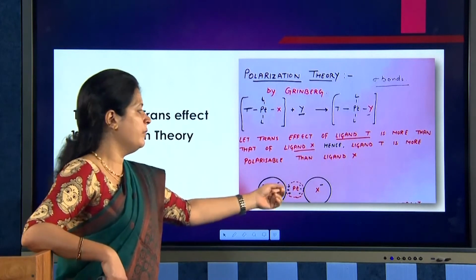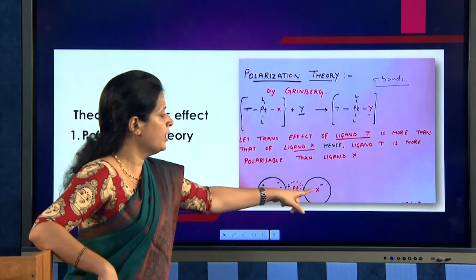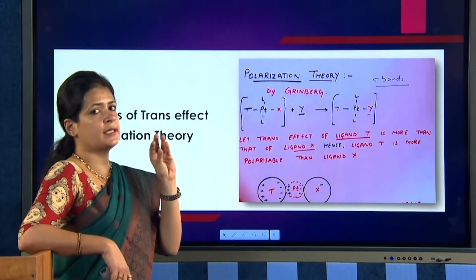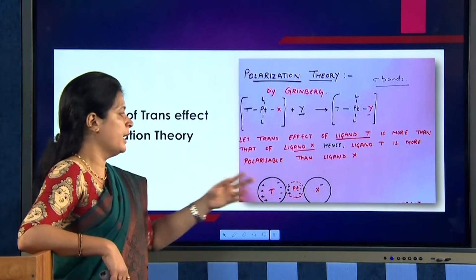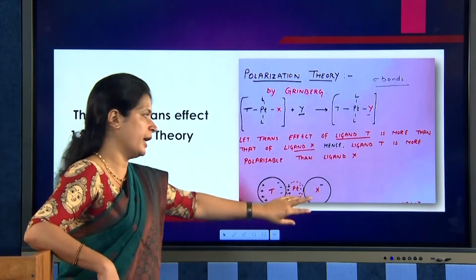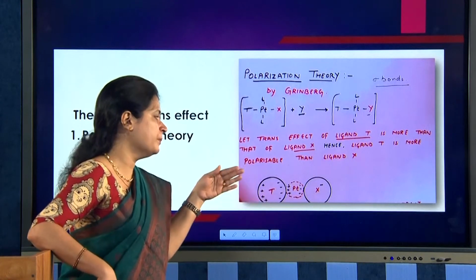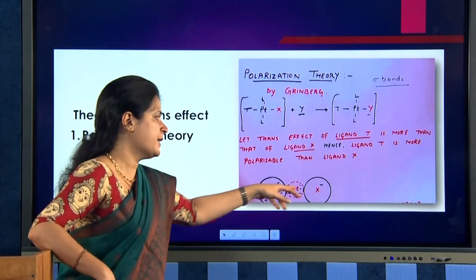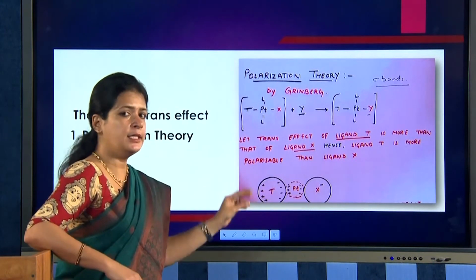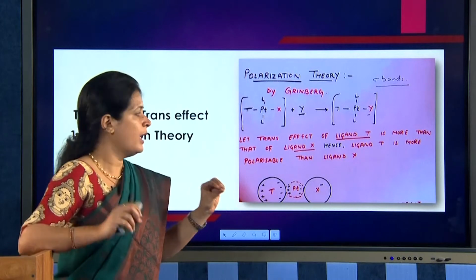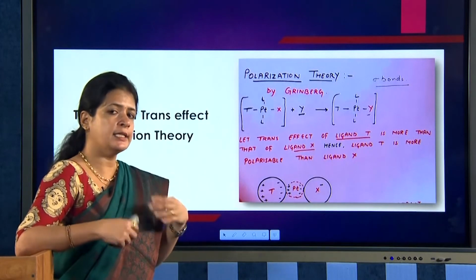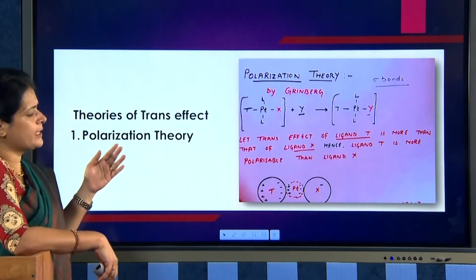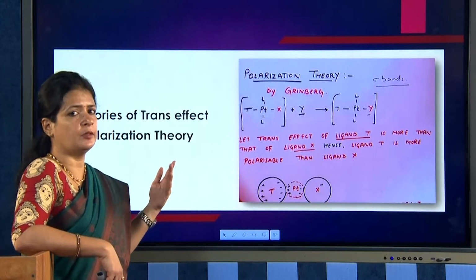Then what happens? We have the leaving group X there, right? The X minus ligand has an excess of electrons, and these electrons will be repelled by this platinum. As a result, the Pt-X bond will lengthen, which helps in the easy removal of the X minus ligand. That is how the polarization theory explains the trans effect.